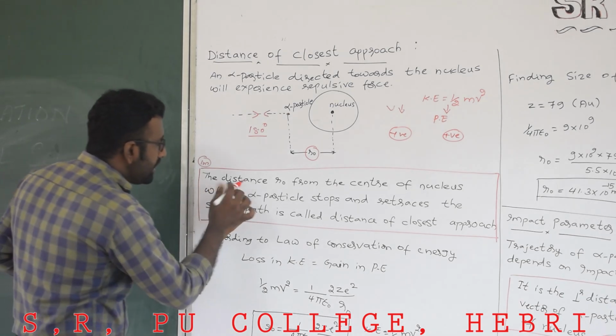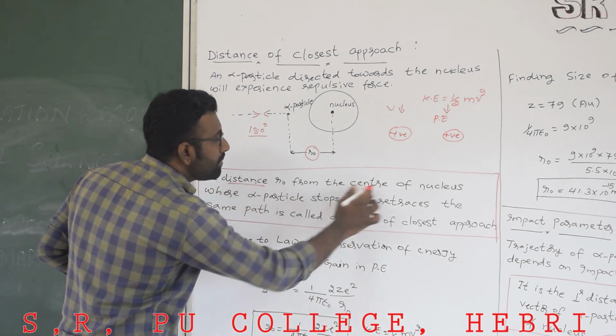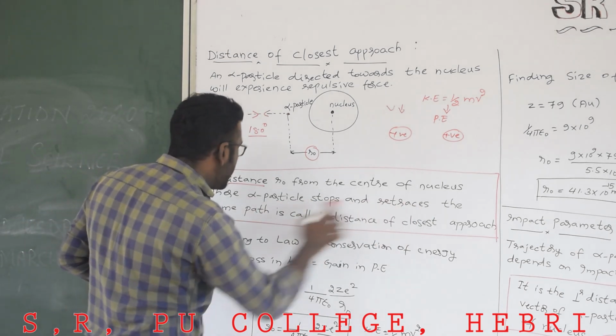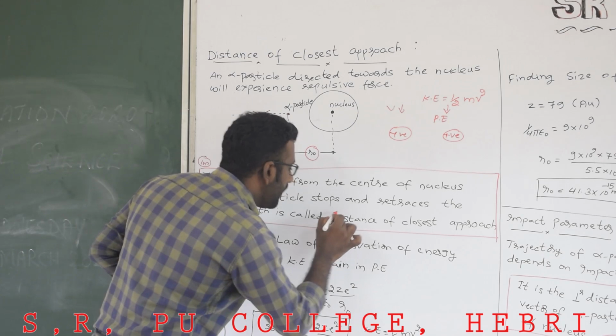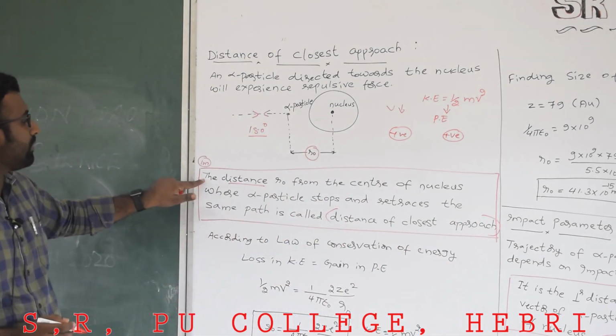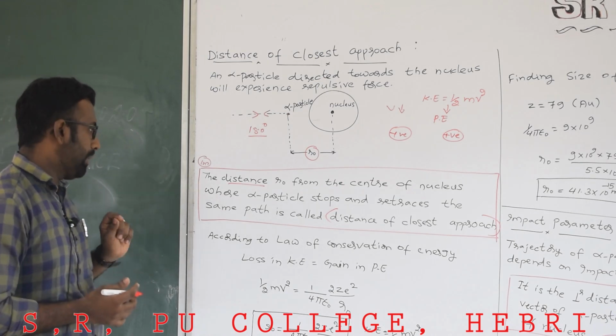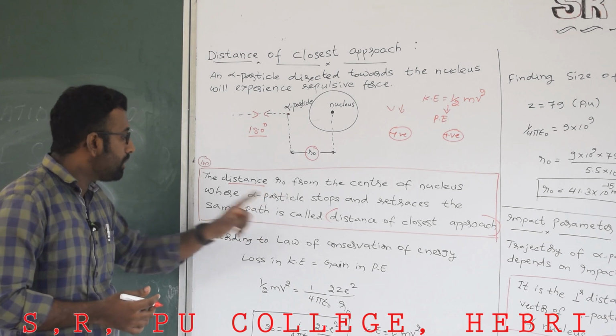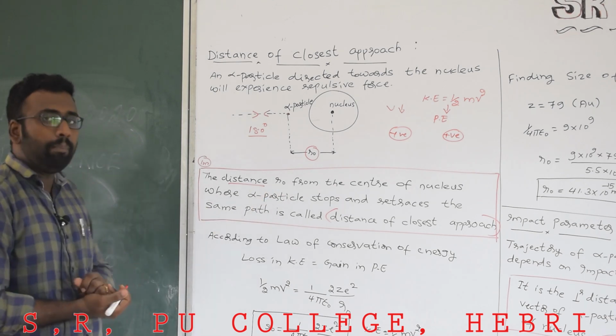So the distance r0 from the center of the nucleus where the alpha particle stops and retraces the same path is called the distance of closest approach. So this is the definition. It might be asked for 1 mark: the distance from the center of the nucleus where the alpha particle stops and retraces the same path.